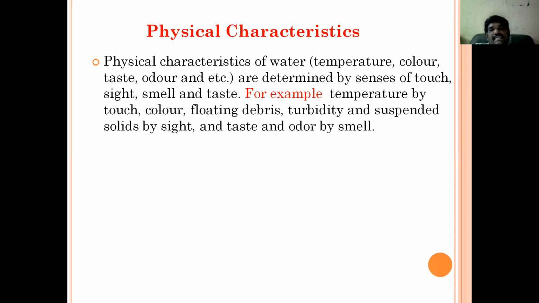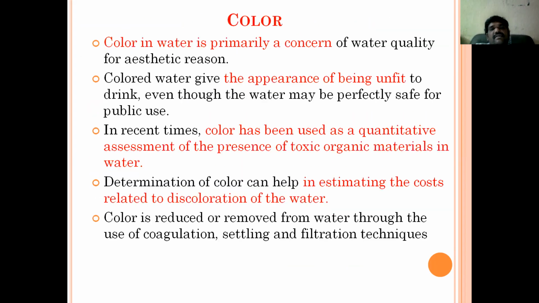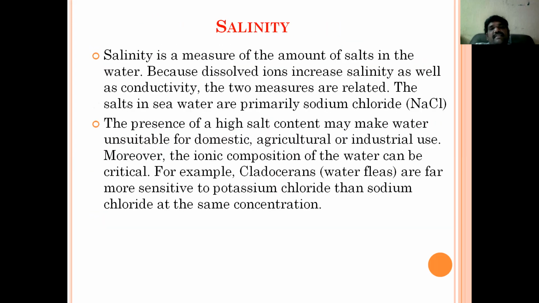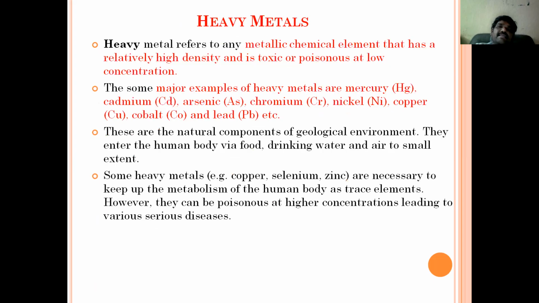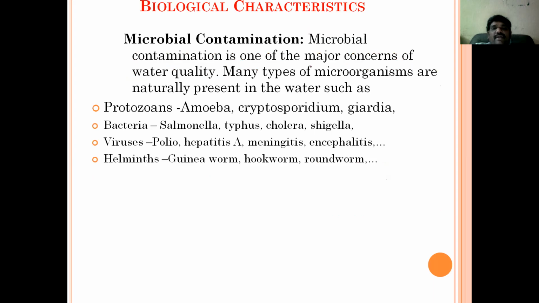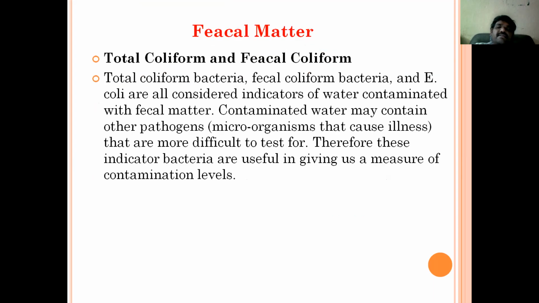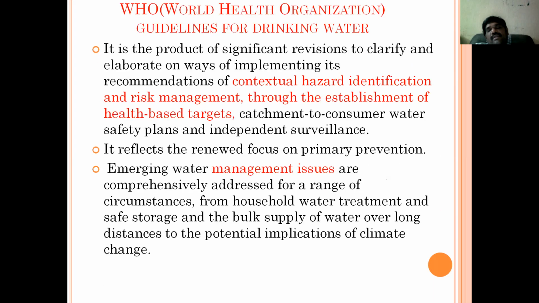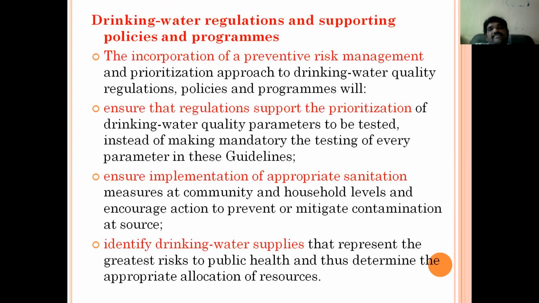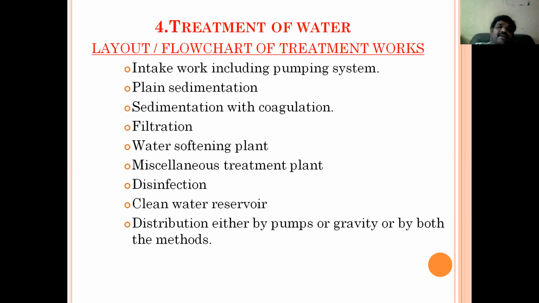We learned physical characteristics of water: color, taste and odor, turbidity, solids. Chemical characteristics: pH, conductivity, salinity, alkalinity, hardness, heavy metals, dissolved oxygen, chemical oxygen demand, BOD. And biological characteristics we discussed: fecal matters, E. coli, and WHO guidelines we discussed. And with these WHO guidelines and the physical chemical analysis of water, we finished the third unit and entered into the treatment of water.